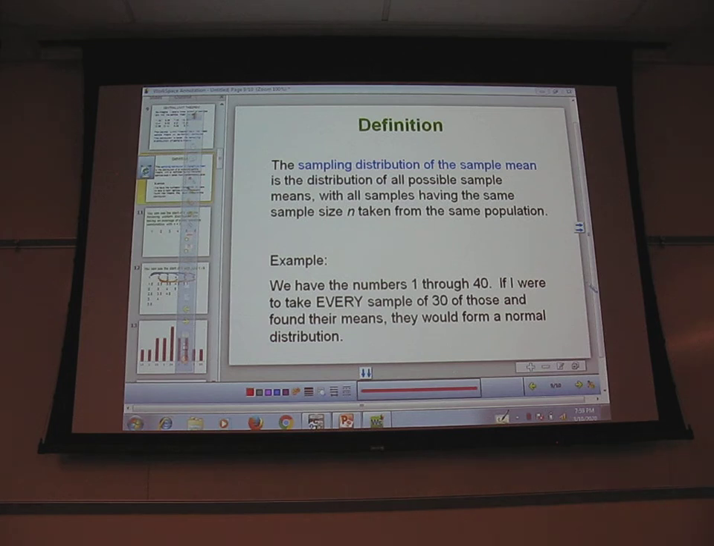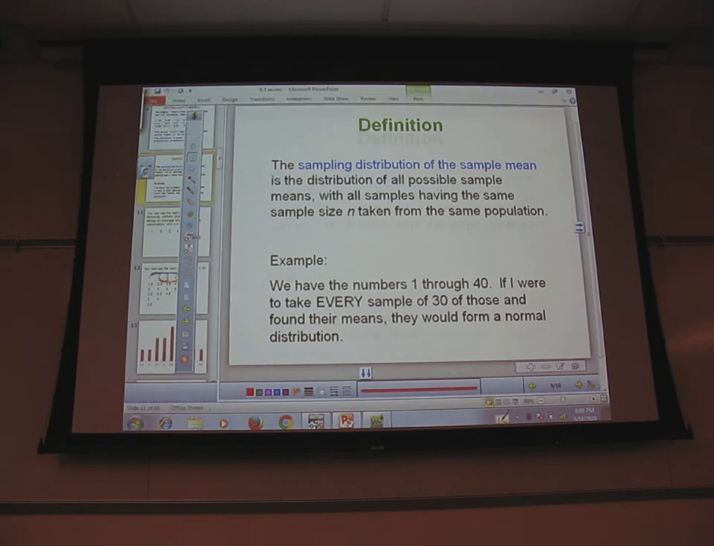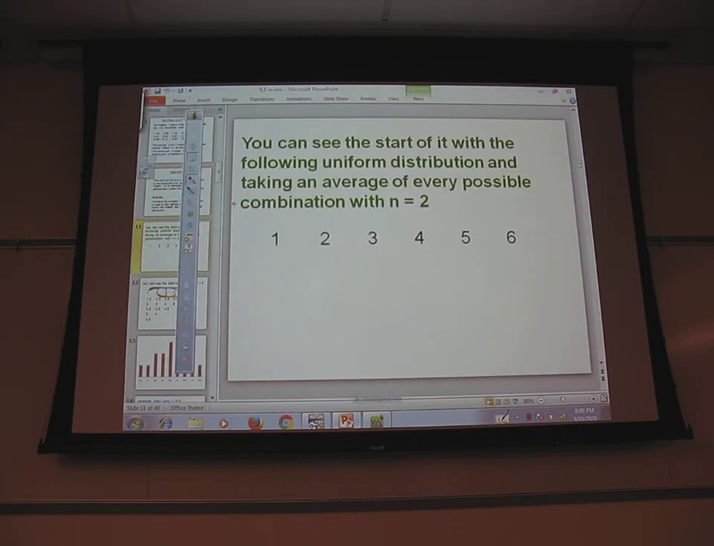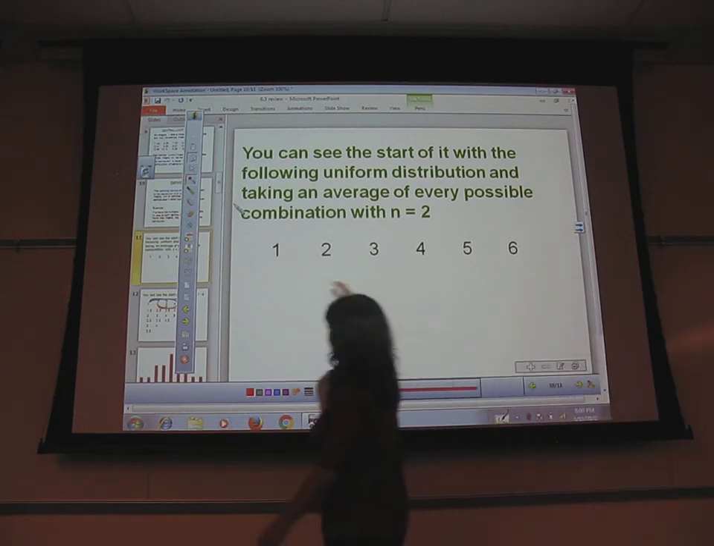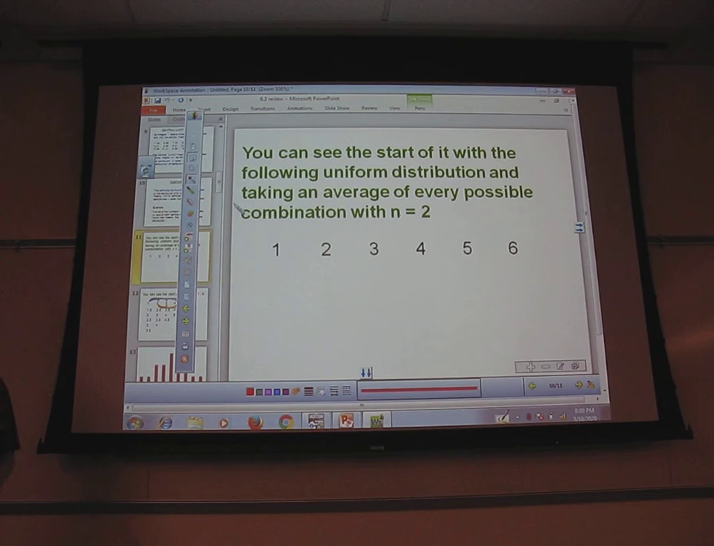Right, numbers 1 through 40. I take every possible sample of 30 that exists and find the mean of each of those. Those means would form a really nice normal distribution. That's unrealistic for me to show you here, but I'll simplify it way down, and we'll just start with numbers 1 through 6, right? Uniform distribution 1 through 6, and take every possible sample of just 2 of them. So even reducing it even further, n is only 2, so it's not going to be normal, but it'll start. You can see how it starts getting kind of normal-like.